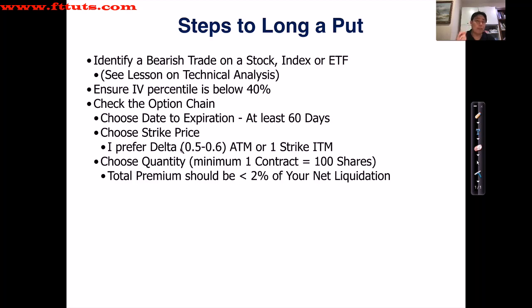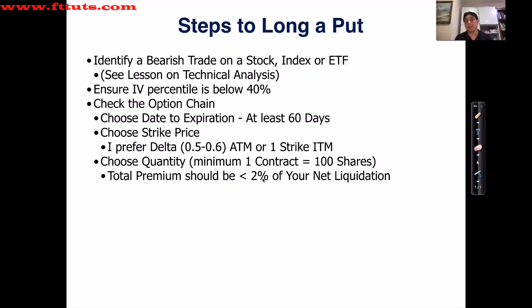I then choose the number of contracts to trade. Again, minimum is one contract, which is 100 shares. So choose the number of contracts you want to trade. Ideally, the total premium, which is the total risk, should be less than 2% of your net liquidation. So once again, if your total capital or net liquidation is 10 grand, your total risk should not be more than 2% or $200. And once again, most of the time, I will not allow my trade to lose all its value.